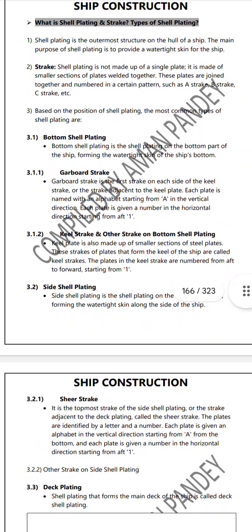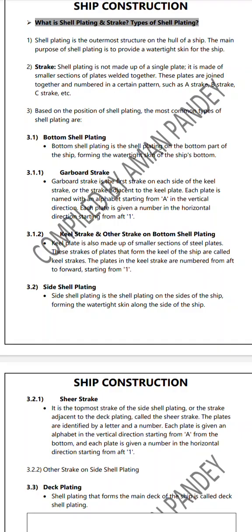Now what is a strake? The shell plating of the vessel, all the plates are welded together to form the side plating of the vessel. This welded part is named according to its position, and these are called strakes. Strakes are not a single plate, but are welded from plates. Shell plating is not made up of a single plate, it is made up of smaller sections of plates welded. These plates are joined together and numbered in a certain pattern: A strake, B strake, and so on.